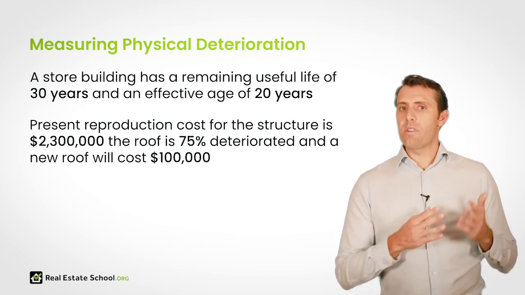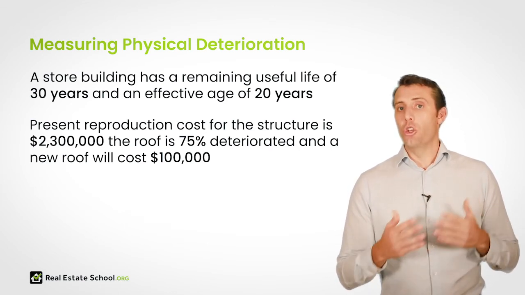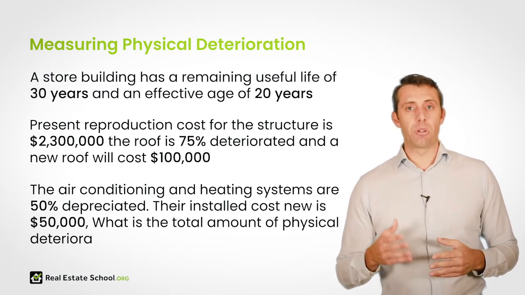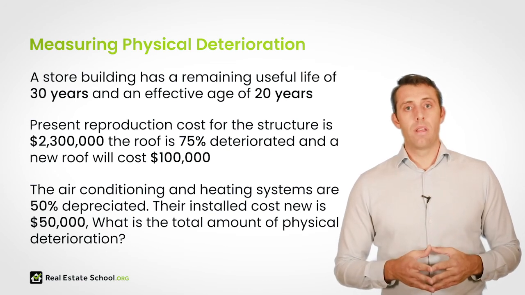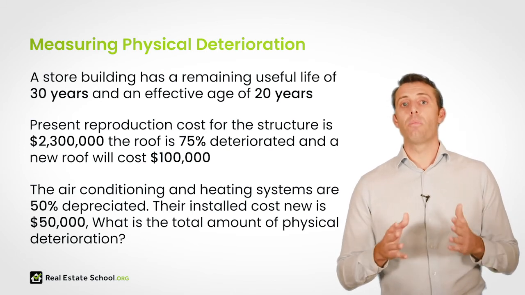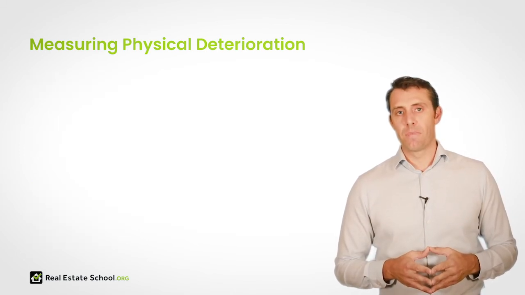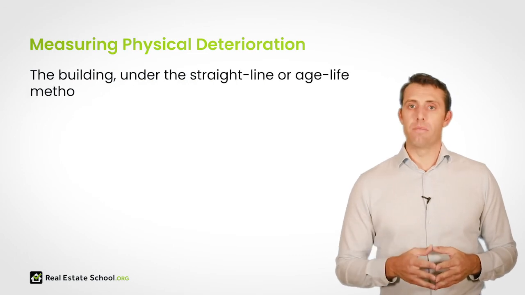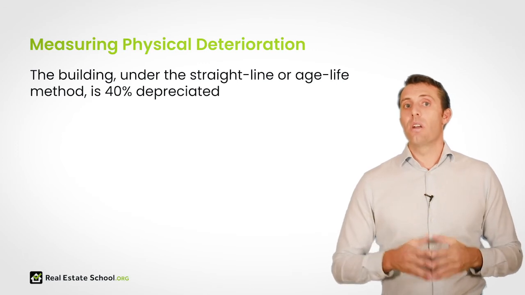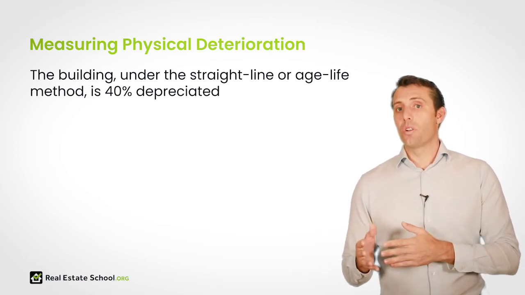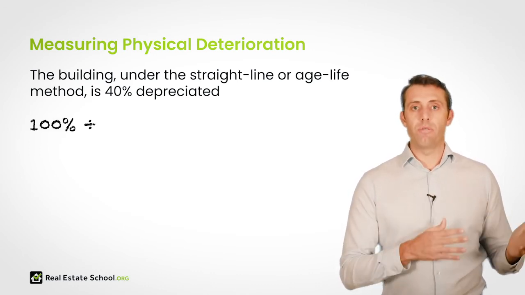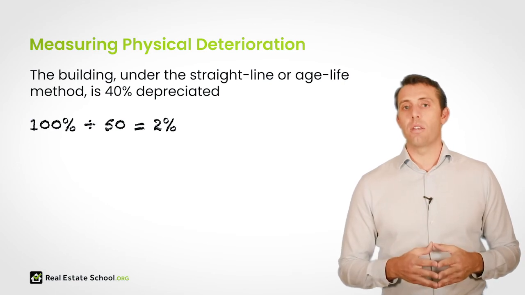The roof is currently 75% deteriorated, and a new one would cost $100,000. Air conditioning and heating systems are 50% through their useful life. The installed cost new is $50,000. Let's attempt to calculate the total amount of physical deterioration. The building itself, under the straight line method, is 40% depreciated because its actual age matches its effective age, and we have a useful life of 50 years. Just like the previous example, it would be 100% divided by 50, which leaves us with the 2% depreciation annually.